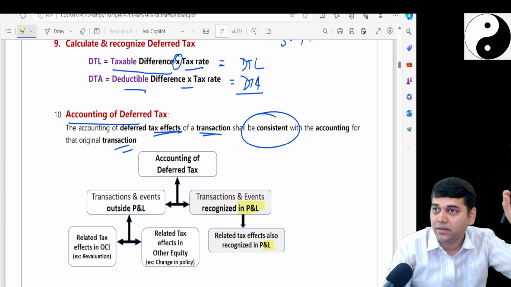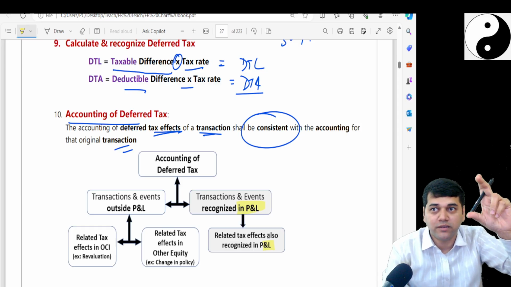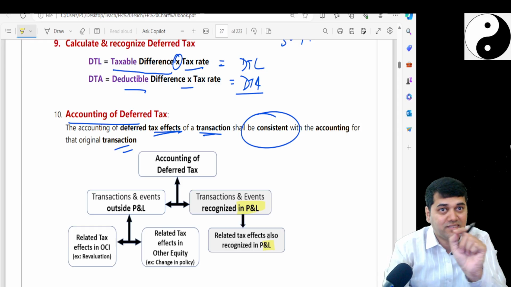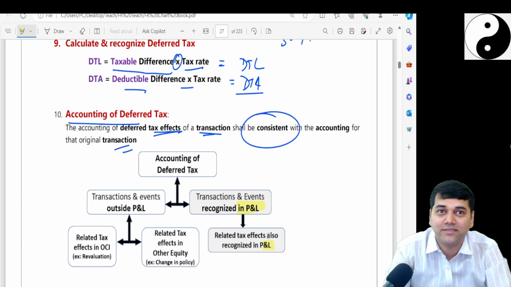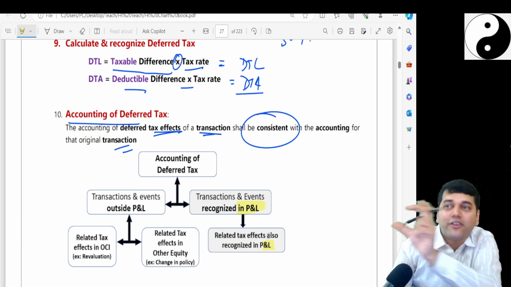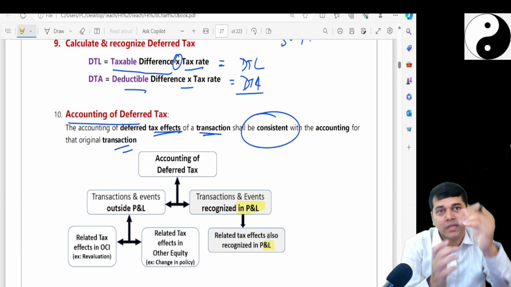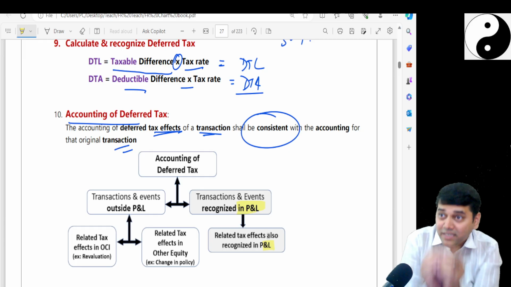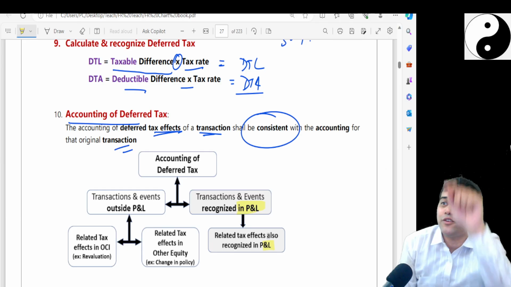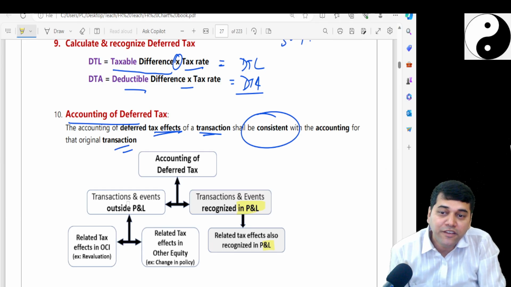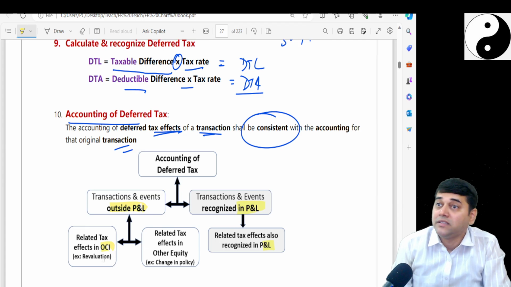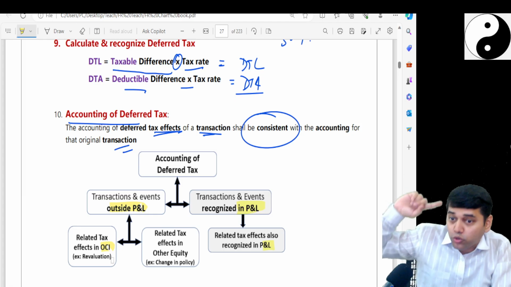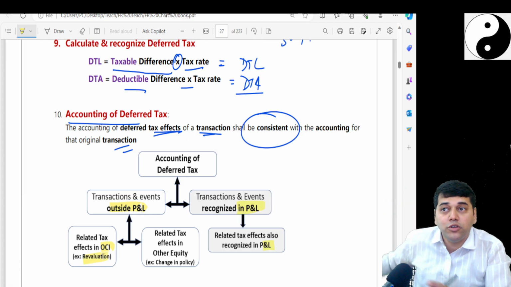Now, have you seen in the Schedule 3 format, what is the heading? Items recyclable, 3 or 4 items. Below that, plus deferred tax effect on the above items. Have you observed it? Then items which are not subject to recycling, second category. You have got some items there. Then one more heading comes, deferred tax effect on the above items. That means if the item is outside P&L, say for example OCI, the deferred tax effect of this item should go to OCI only. Don't bring it into P&L.